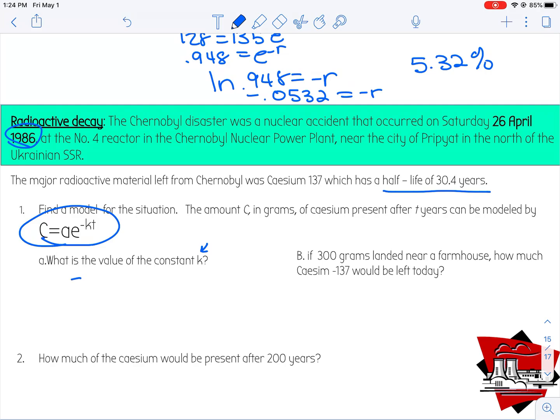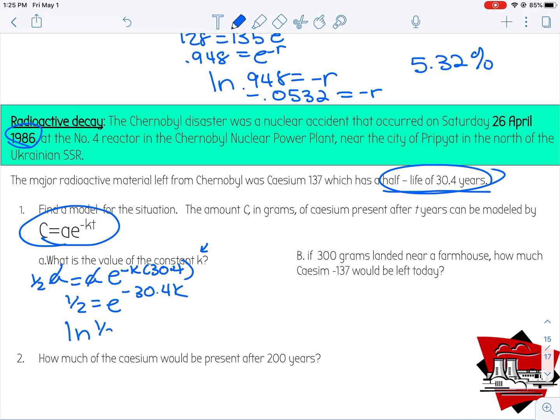Okay, so if I have this equation here, I don't know how much I'm going to start with, but I do know I want to have half the amount. And I know that because I have up here the half-life is 30.4. So whatever amount I want to have half in the end, the time for that is 30.4. I don't know K. Again, those A's are going to cancel out, and I'm going to have negative 30.4 K.